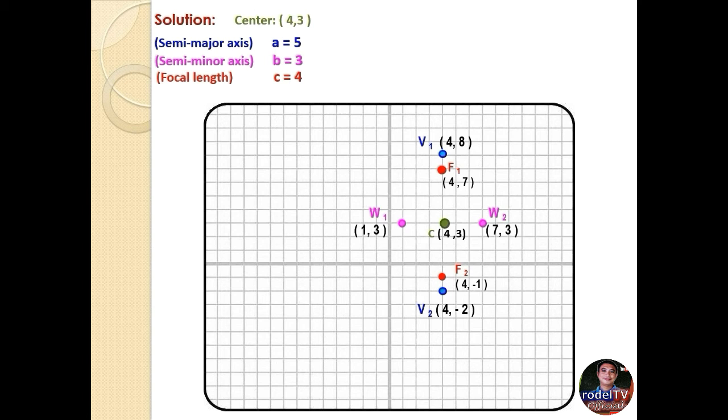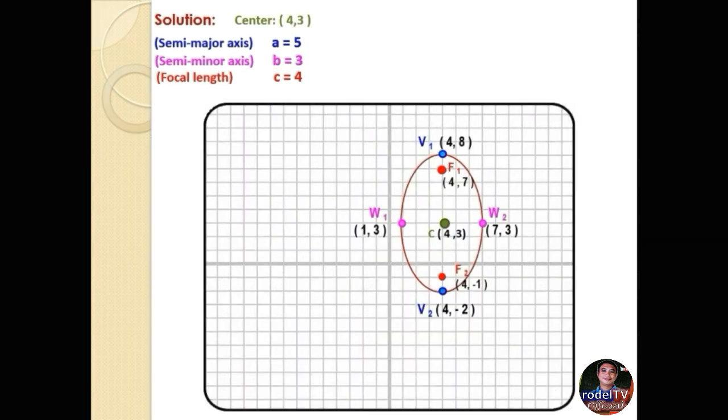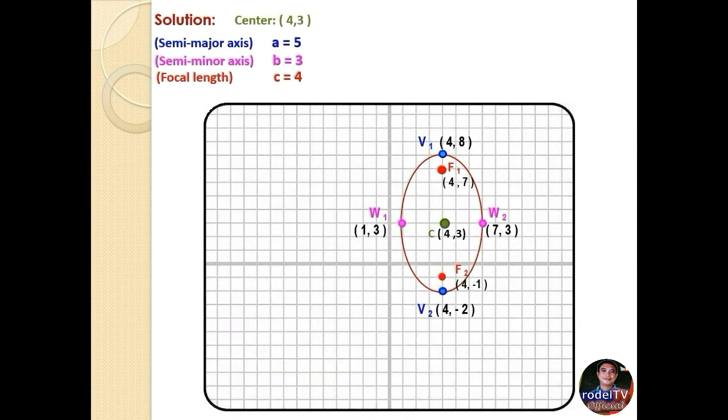Now, we can sketch our ellipse. Let us connect all of the vertices. Presto! You now have the graph of your ellipse. Now, to complete our answer to the problem, since it is asking for the coordinates of the vertices, co-vertices, and the foci, we may also list them all in this manner.